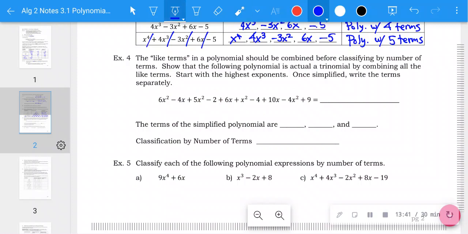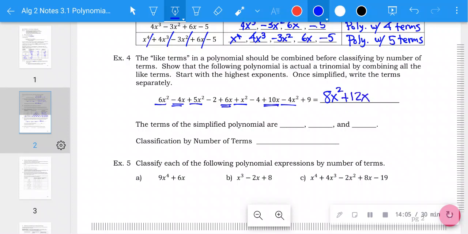So start with the highest exponent, 6x squared, and 5x squared is 11x squared. One more is 12x squared. 12x squared minus 4 is 8x squared. And then you're going to collect your x's. Minus 4x plus 6x is 2x. 2x plus 10x is 12x.